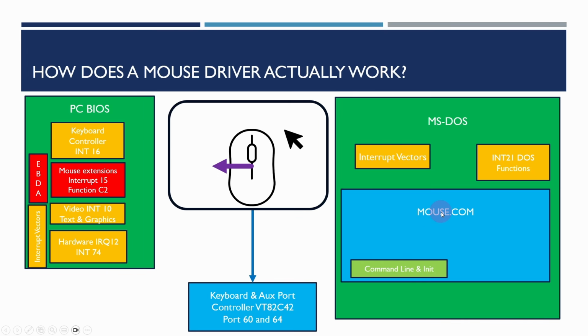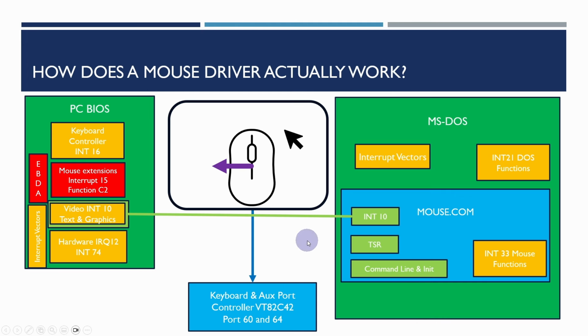And what mouse.com does is it has to do quite a number of things. When you first kick it off from the command line interface, the initialization creates some interrupt 33 mouse functions. It also intercepts the interrupt 10 video BIOS call so that the mouse can appear on the screen. The mouse driver handles drawing the mouse on the screen in the various modes, whether text or graphics. Then there's a terminate-and-stay-resident part of the mouse driver that stays in memory once initialization has been done.